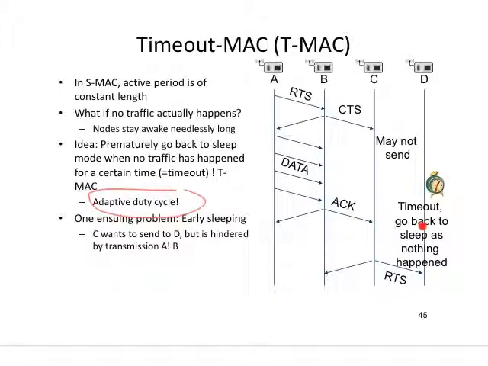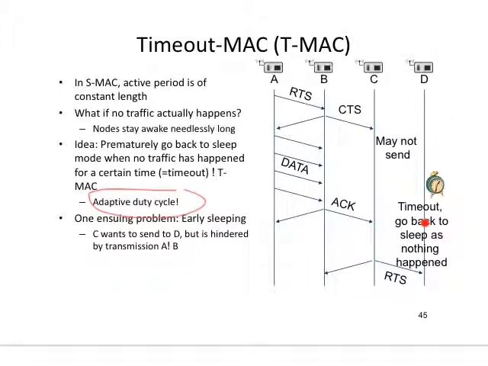So this is an example of a premature decision that happens in TMAC. And that's why if you were to simulate this on MATLAB, you will find that TMAC is significantly better from the energy consumption point of view compared to SMAC, because SMAC uses a fixed active period, regardless of the traffic load of the network. But TMAC tries to adapt itself to the traffic of the network. If the traffic is low, I should utilize that to conserve more energy by going into sleep prematurely.